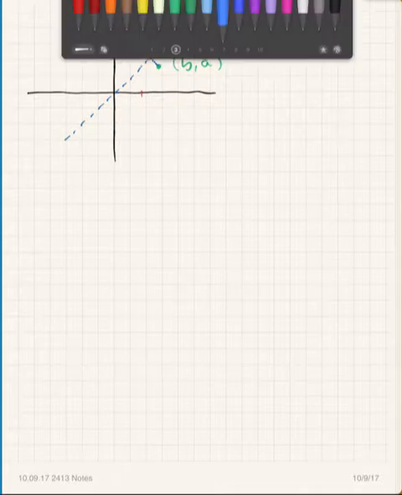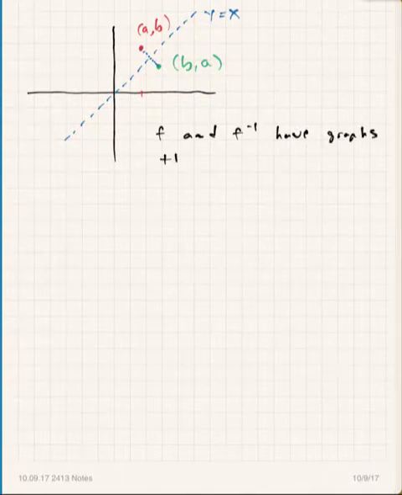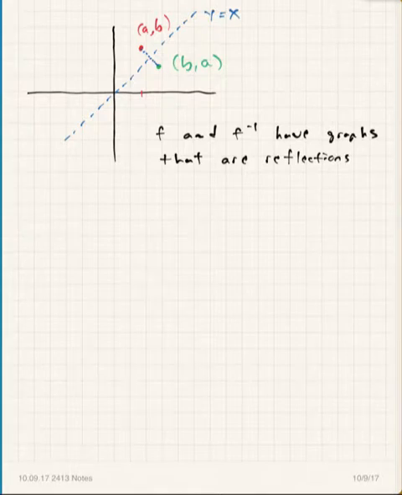That idea implies then that f and f inverse have graphs that are reflections around y equals x. In other words, they're symmetric around the line y equals x. All right, so what we're going to do is look at an example here.